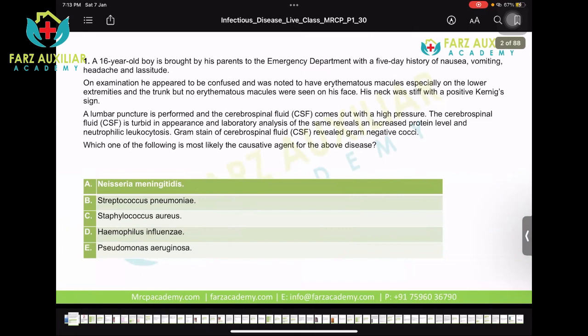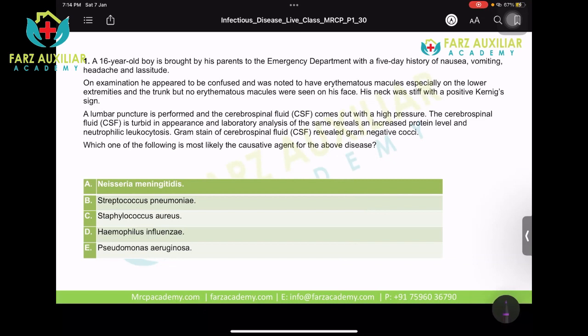So we would like to have an interactive session. I would go with the question. I'll give you 5 seconds, or maybe 7 to 10 seconds, not beyond that, to answer if you do get the question. In case you don't, I will move on to the answer slide. So this is a 16-year-old boy who is brought by his parents.